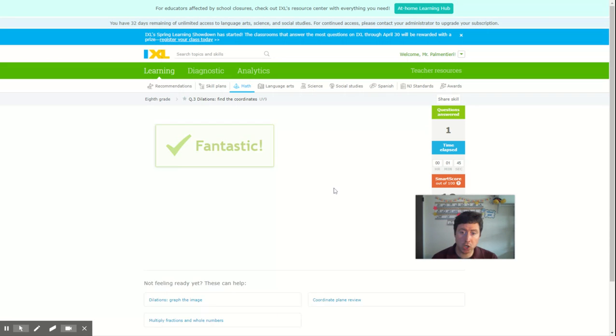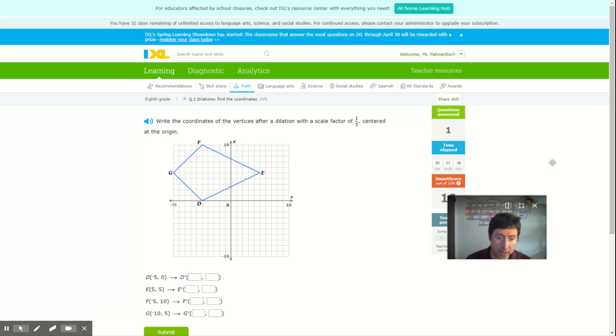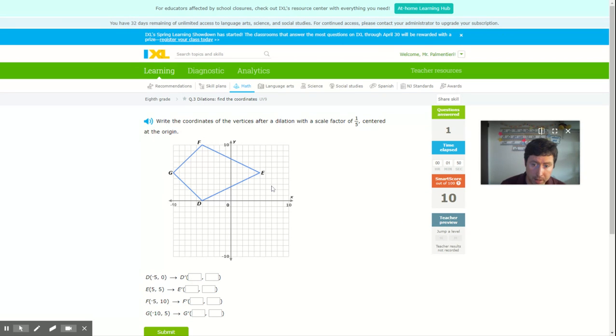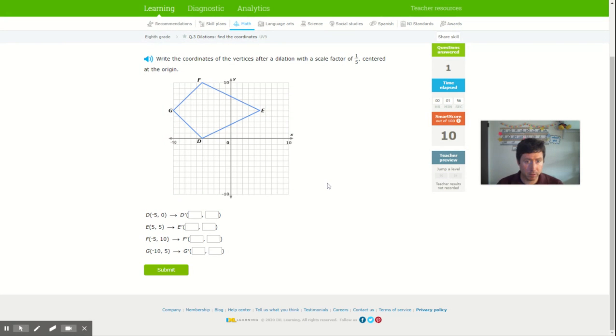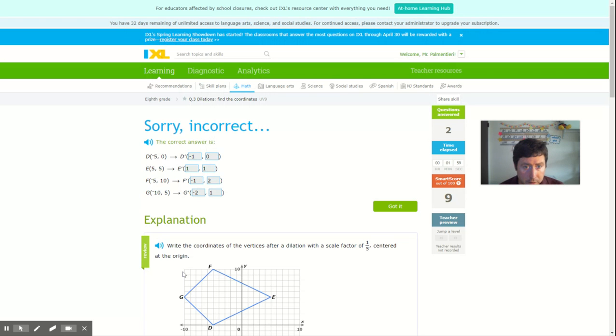That's it. Now let me show you an example of where we're going to have to multiply. So I'm actually going to skip this problem real quick. I'm just going to submit it. I'm going to say it's wrong, but then hopefully they'll give me one that we need to multiply for.